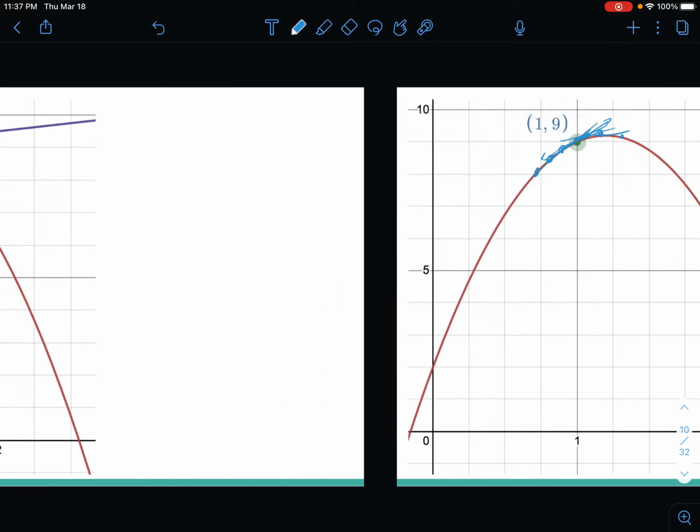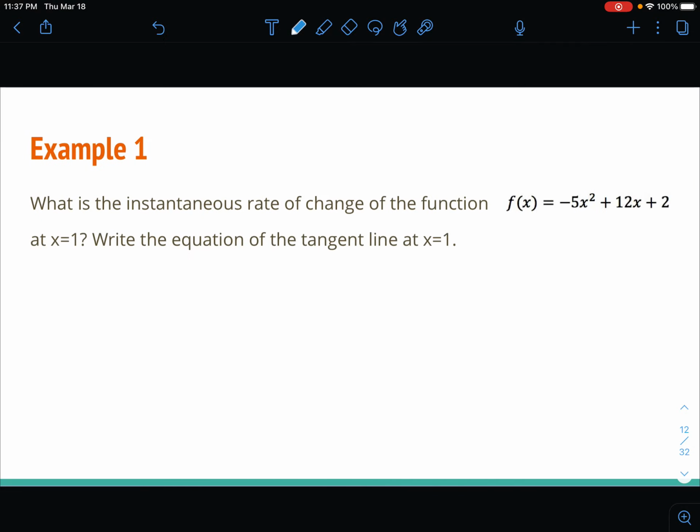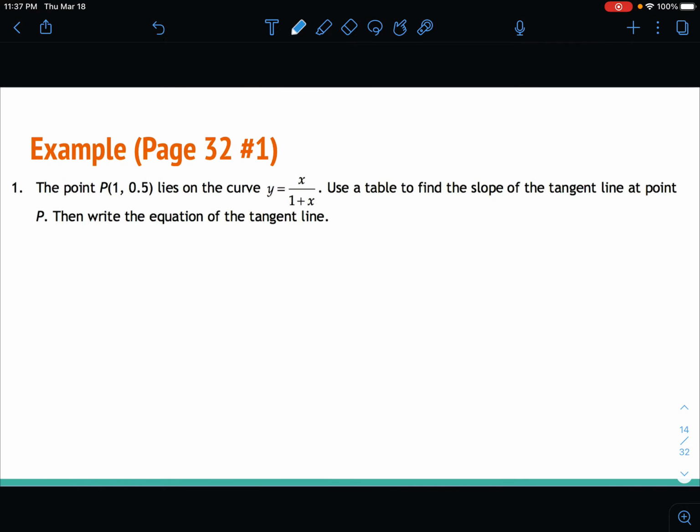Okay, now here is our next example. And this will be the second and last example we do together in the video. So we're going to do the same type of thing as we just did. We'll practice this with a different function. And this one is actually on page 32, the first problem in your packet. So you can actually write right on the packet.